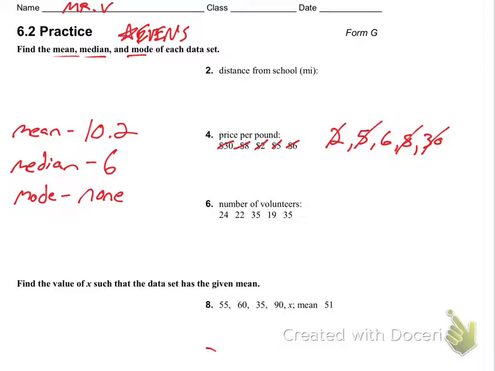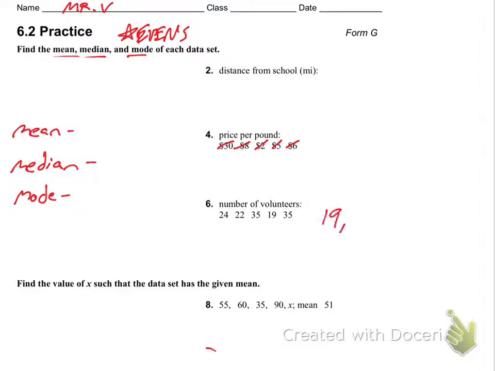All right, if we go on to the next one, we'll have the number of volunteers. So let's put these in order. So it'd be 19, 22, 24, 35, 35. So I put those in order.